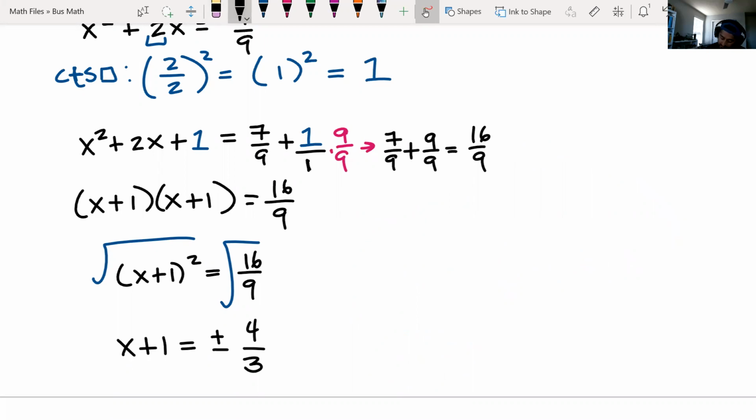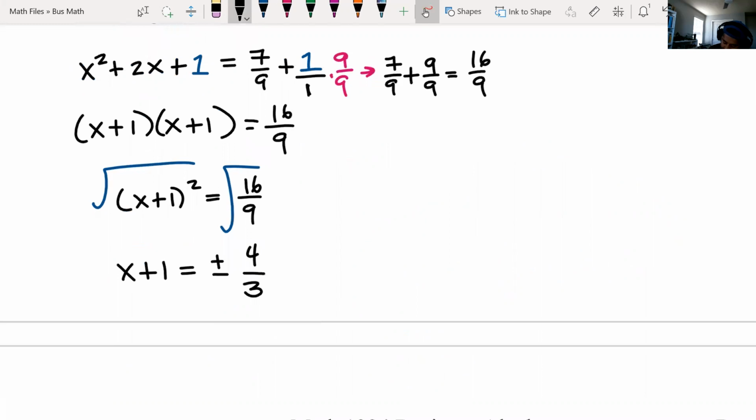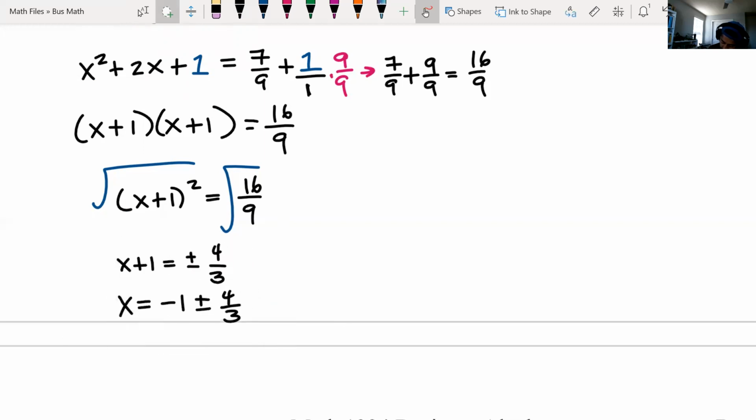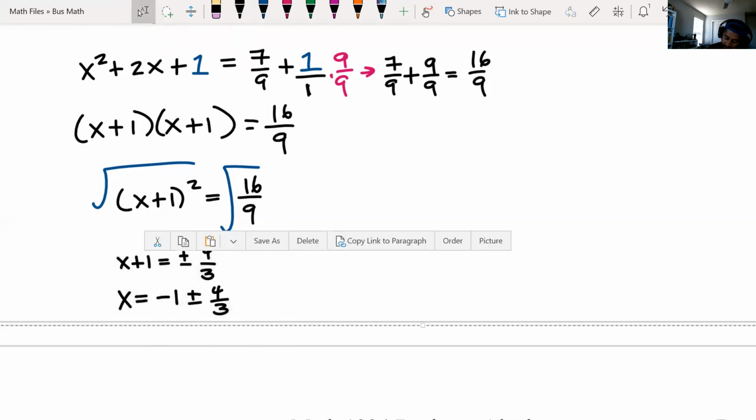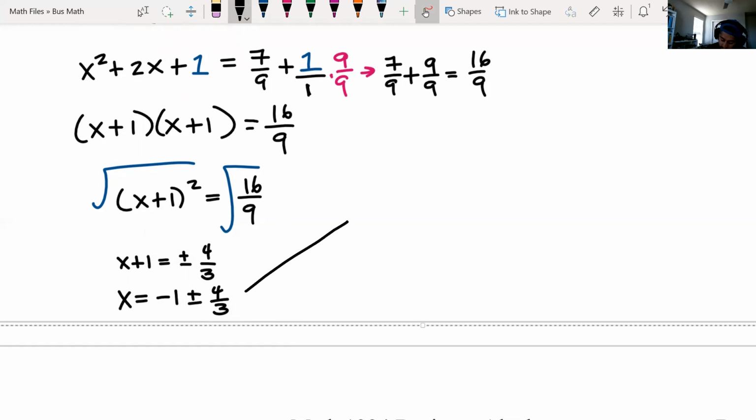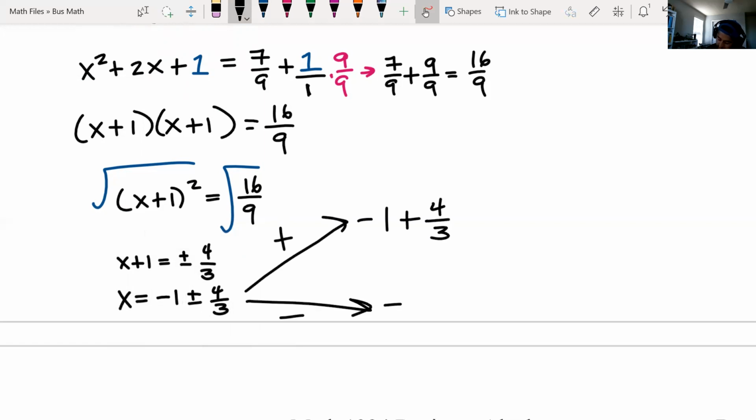Now this means that you'll move the 1 over. So let's see, I can write that below. And you'll have x equals -1 plus or minus 4/3. And then from here, we'll do the math. So we'll have the plus route, and I'll have -1 plus 4/3, and we'll have the minus route, -1 minus 4/3.